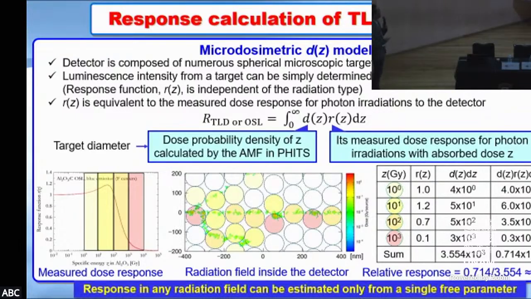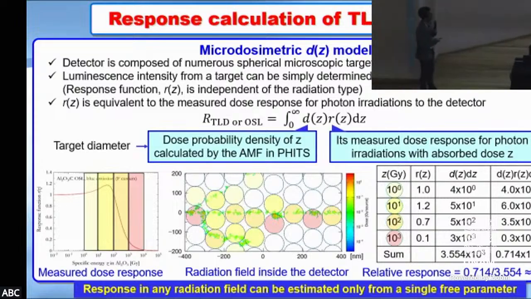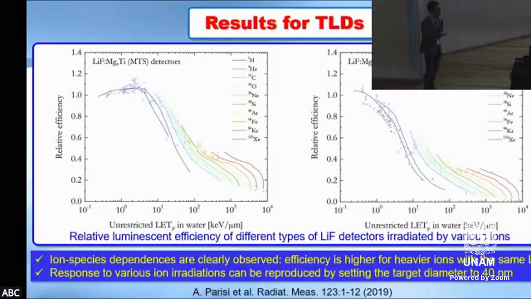So the important point is the response in any radiation field can be estimated only from a single parameter, that is a target diameter, if the measured dose response function for photon irradiation is available. So in the next few slides, I would like to show the results of this model.